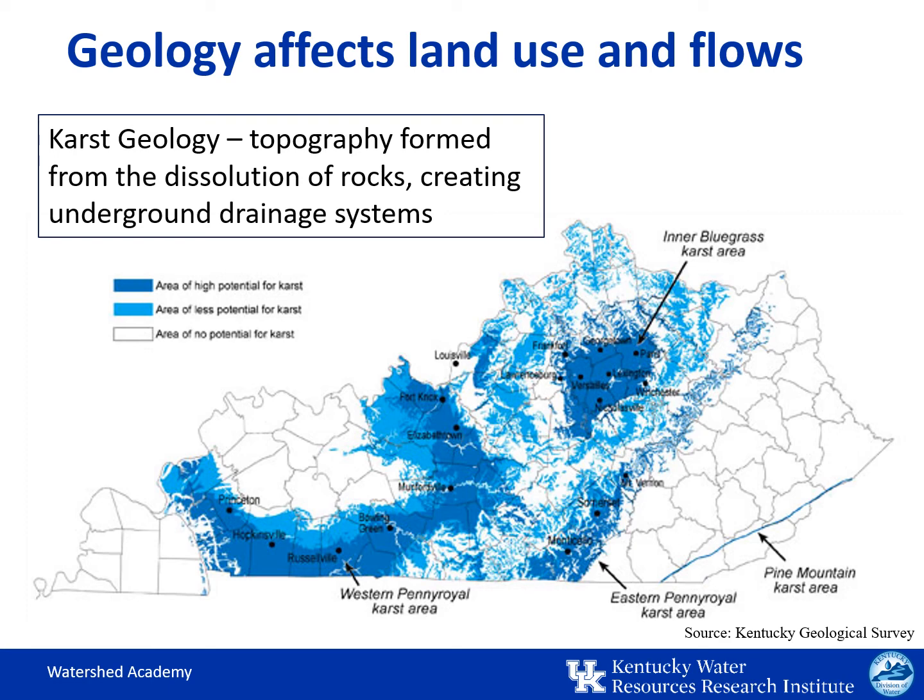waters. This map shows the karst regions of Kentucky. The darker blue areas are highly karstic and the lighter blue areas are less karstic. The karst topography of Kentucky is mostly due to limestone bedrock, but some is also found on dolostone.